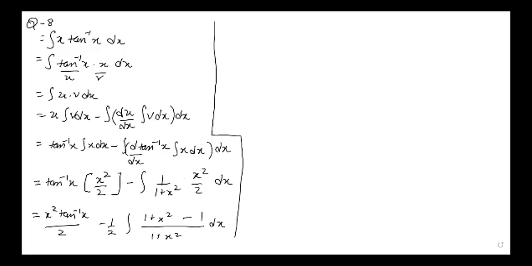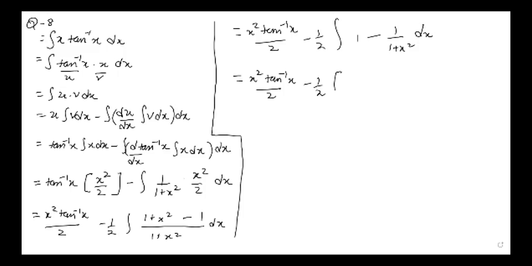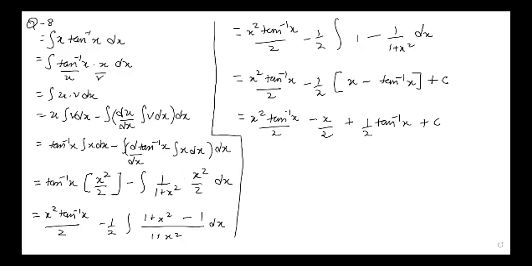If I individually divide this, then I will have x square tan inverse x by 2 minus 1 by 2 integration 1 minus 1 upon 1 plus x square dx. And if we give individual integration, then I will have x minus tan inverse x plus c. So if I multiply minus 1 by 2, then I will have minus x by 2 plus 1 by 2 tan inverse x plus c. This is your final answer.